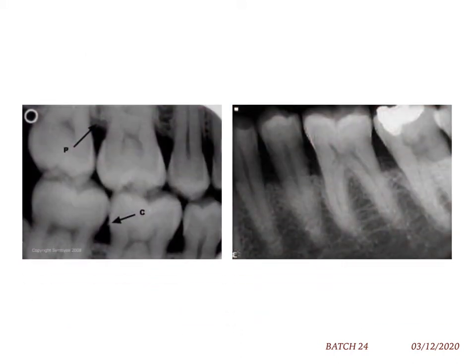The radiographs can be used to assess the amount of bone loss and the type of bone loss. There is horizontal bone loss seen and there is some calculus seen on the radiograph. You can see an arrow mark with C representing the calculus and the arrow mark with P representing the pocket and bone loss.